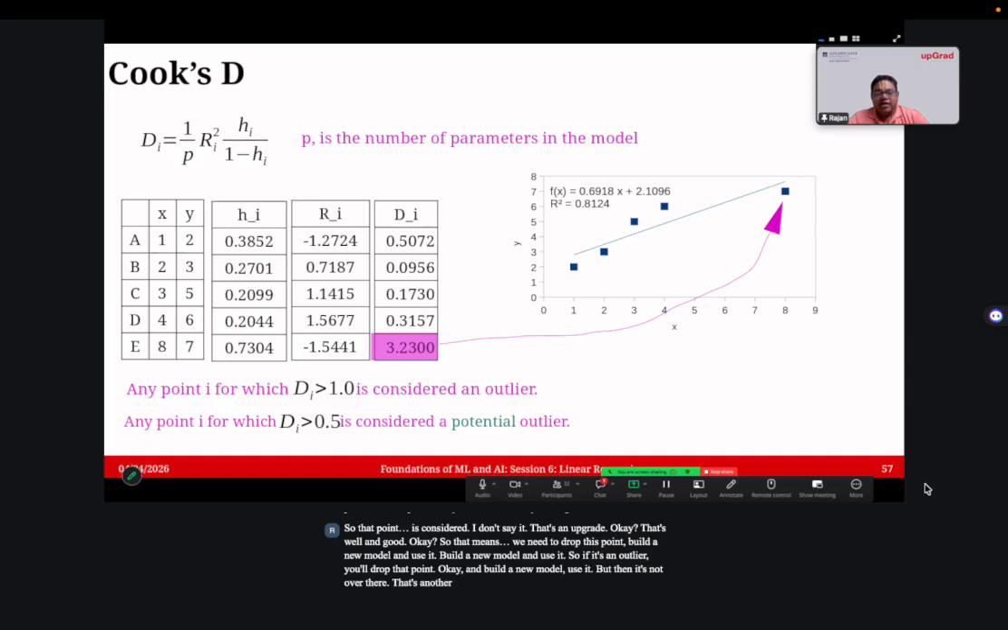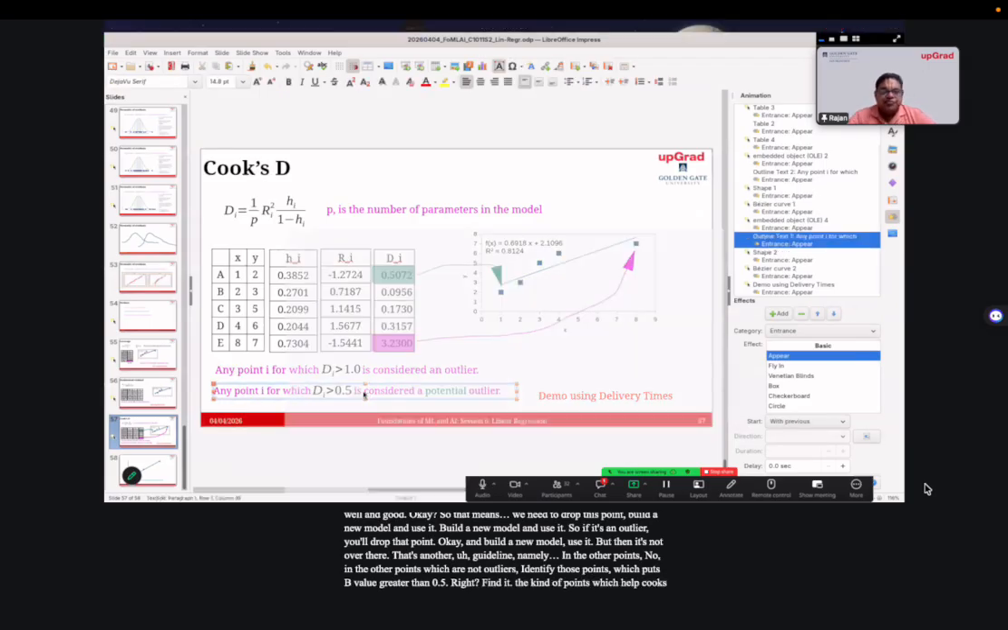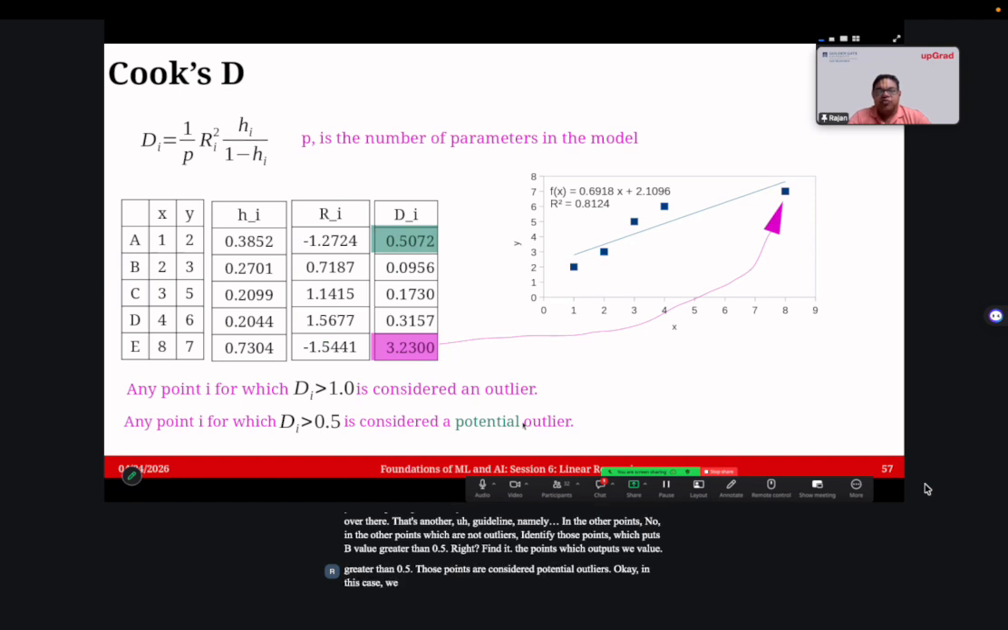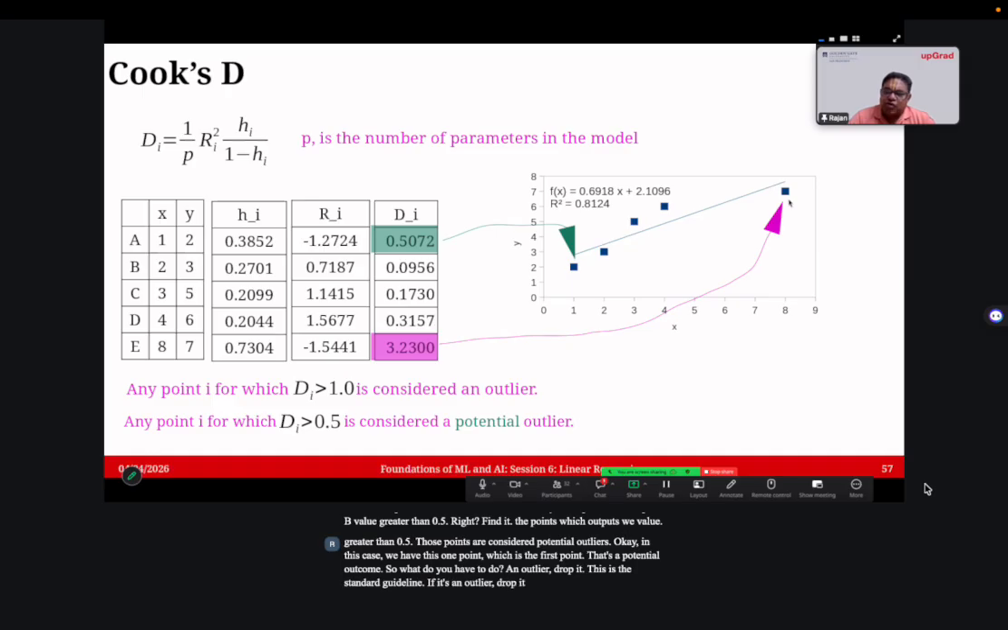There's another guideline, namely, among the other points which are not outliers, identify those points which have a Cook's D value greater than 0.5. Find the data points which have a Cook's D value greater than 0.5. Those points are considered potential outliers. In this case, we have this one point, which is the first point. That's a potential outlier. So what do you have to do? If it's an outlier, drop it. This is the standard guideline. Drop it and go on and build it.